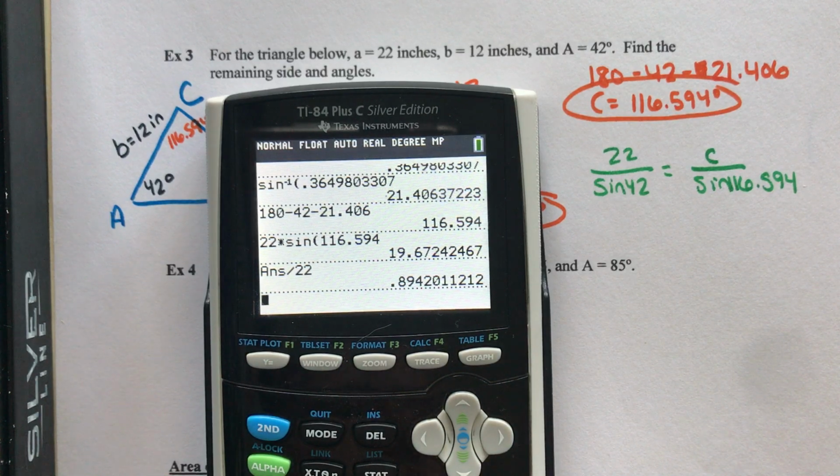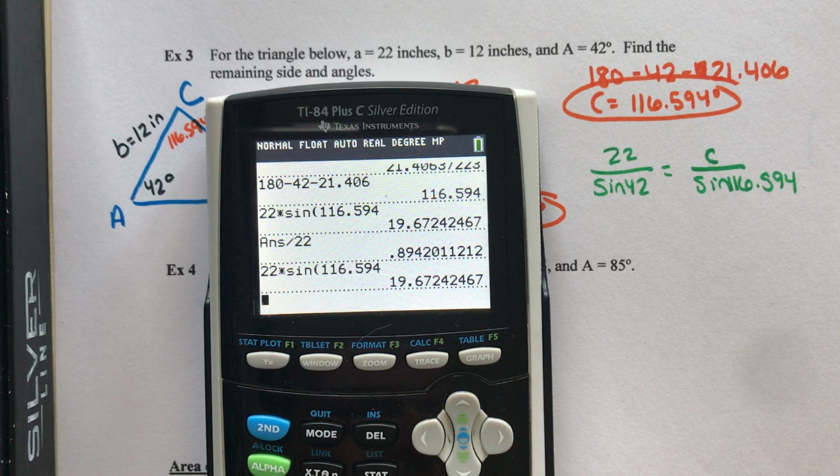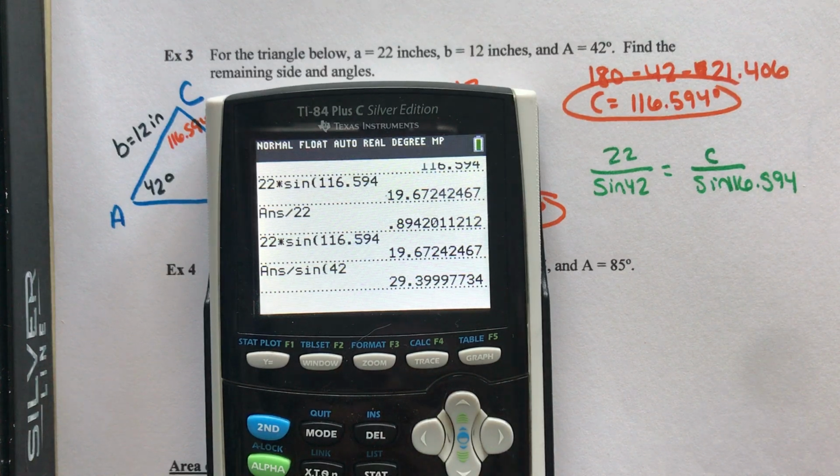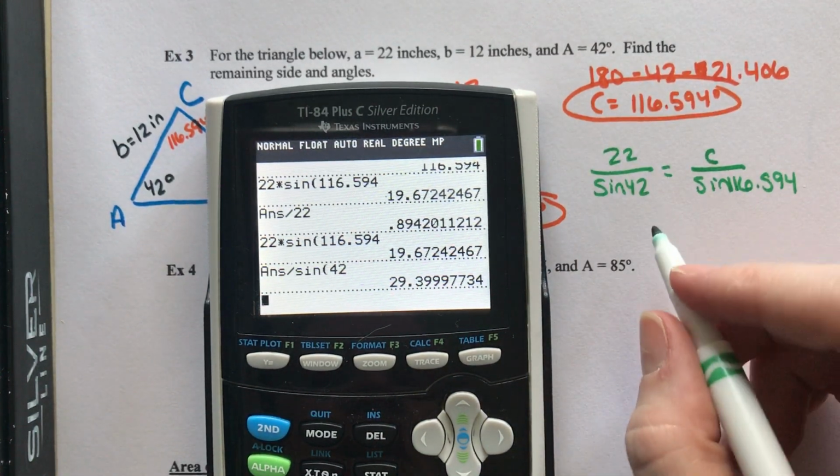No, it should be right. Let me just double check here. So 22 times the sine of 116.594. Press enter. Divided by the sine of 42. Oh, there we go. Oh, I forgot, I divided by 22. Okay. Hopefully you caught that. I caught my mistake.